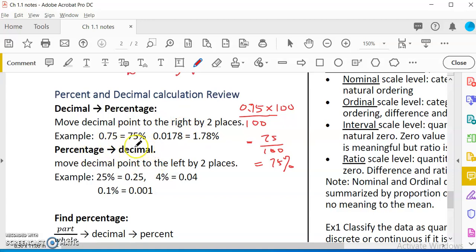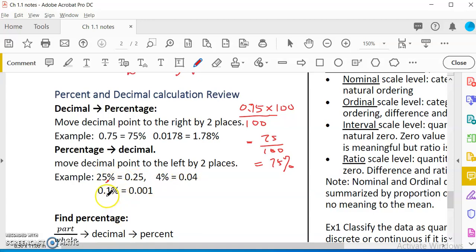Percent to decimal. So if you have a percent number like 25%, you want to get it back to a decimal, so you would move it back, right? So this is the decimal point at the end of the number. You move it back, it will be 0.25. Of course, when you write it, you would take the percentage sign off.